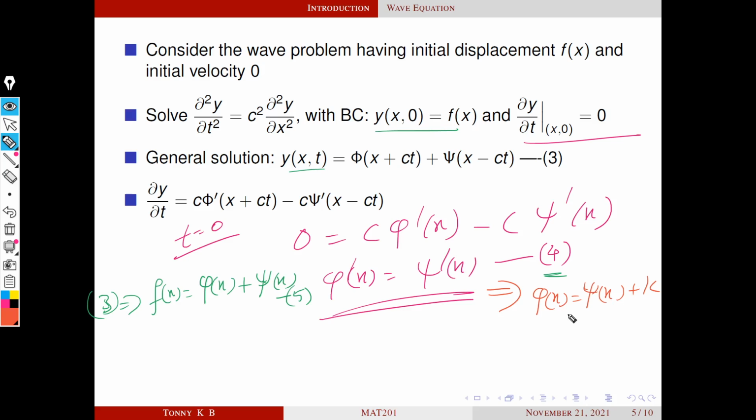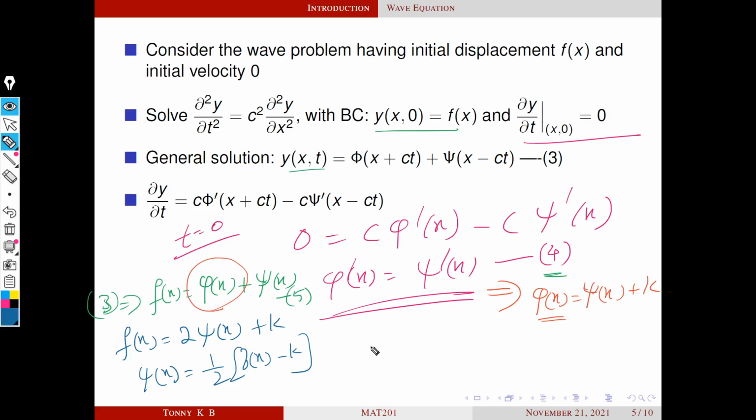Next we are going to substitute this φ(x) in equation number 5. That means we replace this φ(x) by ψ(x) + k. So what about f(x)? f(x) becomes 2ψ(x) + k, and you can easily solve for ψ(x) from this expression. So ψ(x) = 1/2 (f(x) − k). Similarly, by substituting this ψ(x), you can find φ(x). Then what is φ(x)? Yes, φ(x) becomes 1/2 (f(x) + k). Now we have φ(x) and ψ(x).